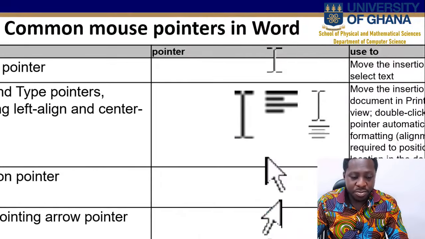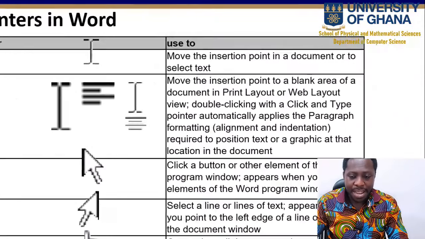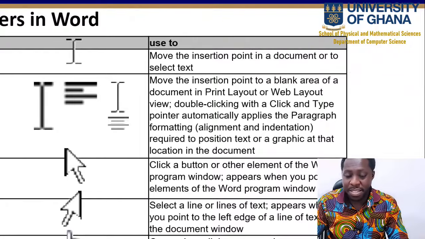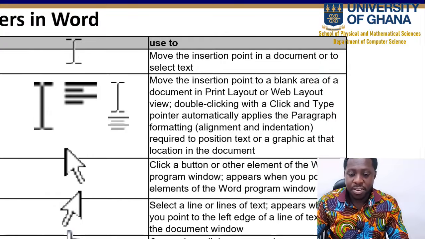Whenever you see it, you're able to tell the alignment of the document or the text that will be contained in the document. And so you move the insertion point to a blank area of the document in the layout or the web view. You can also double click with the click and type pointer, and it will automatically apply the paragraph formatting that you have selected.